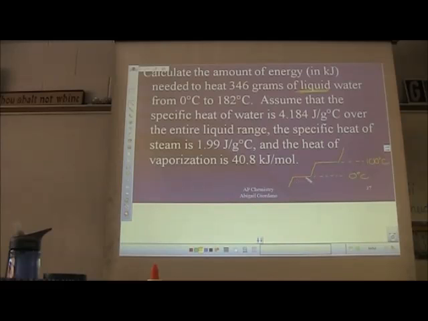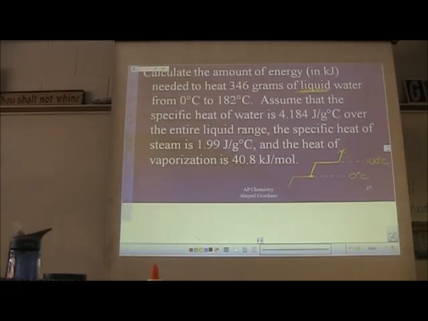Where on this line should I draw a little dot marking where I'm beginning? To the right, because it's liquid water. It says it's liquid. If it said solid, then I would be on the left. I'm going to heat up to 182. Well, that's somewhere above this line. I'm just going to put a little X there. Guess how many steps this problem is? Yep. 1, 2, 3.